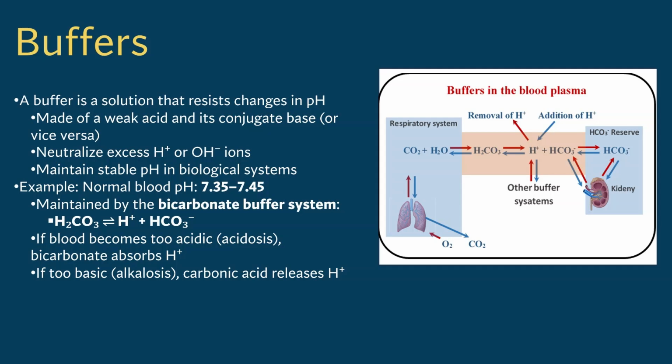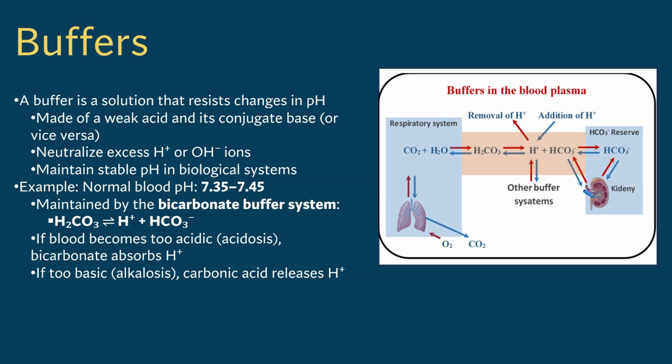A buffer is a system that regulates pH so that it doesn't go too acidic or too alkaline or basic. It does this by neutralizing hydrogen ions or hydroxide ions. Each system, whether it's an ecosystem or a part of your body, is going to have its own pH.